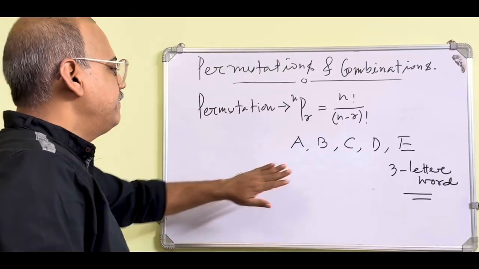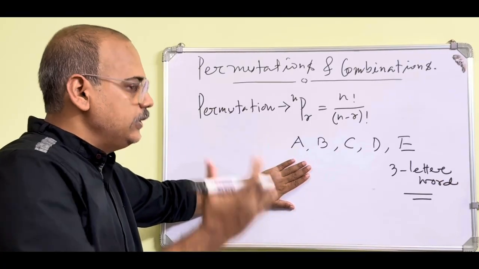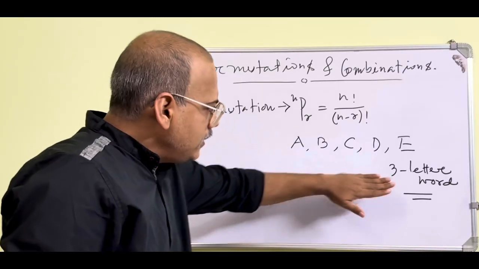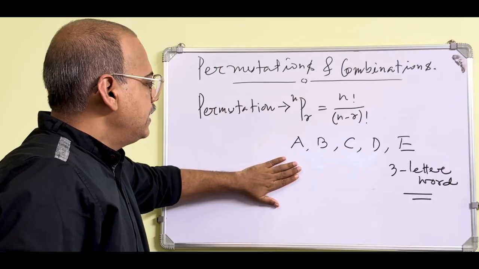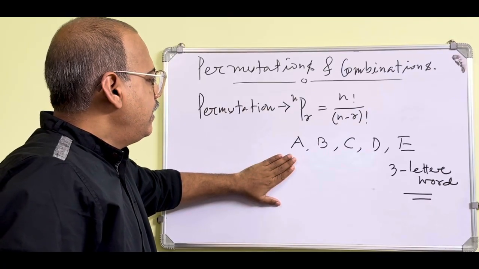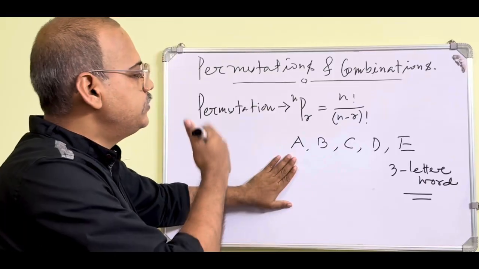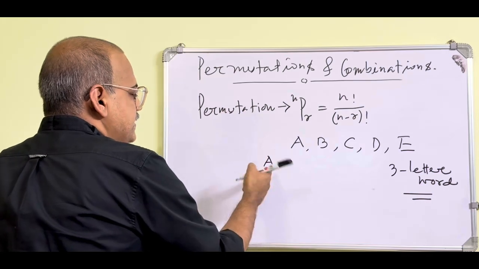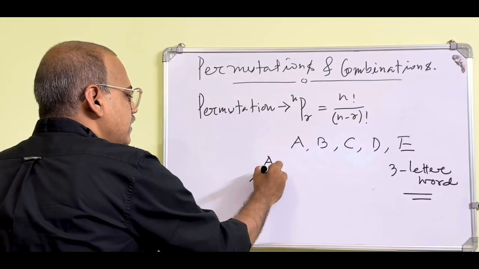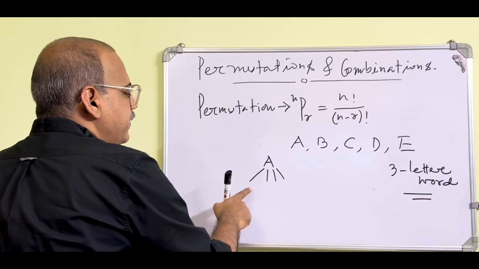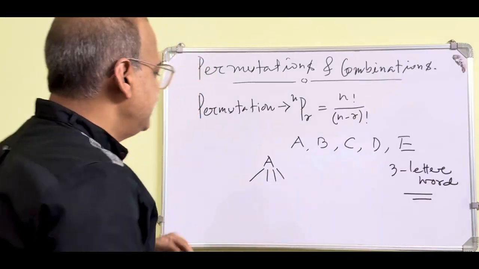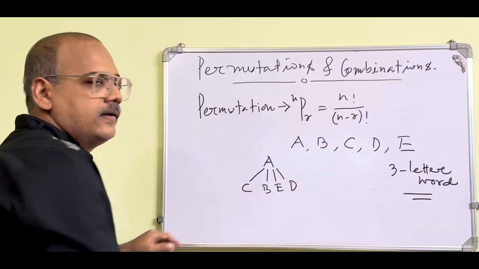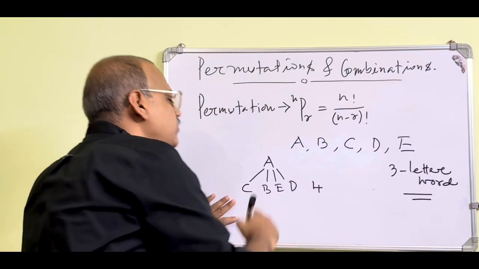We already know the branching method. So let's begin with that. Of all the 3-letter words, let's see how many such 3-letter words we can form starting with A. If I start with A, the first position is A. The second position can be filled with 4 different remaining letters. It could be, let's say, C, B, E, or D. So the second position can be filled in 4 different ways.